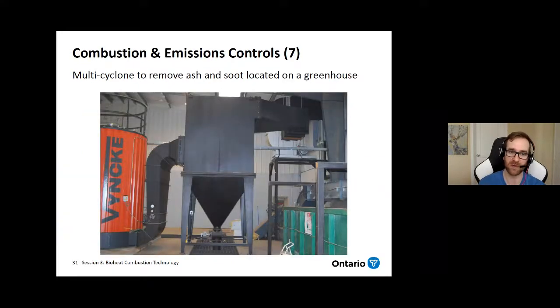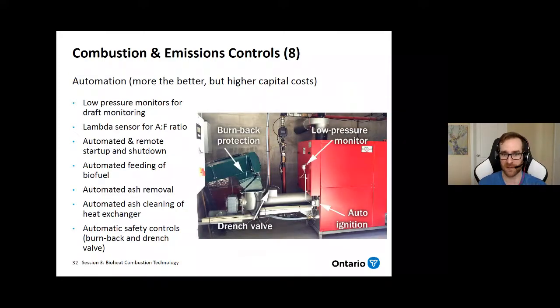So that's an example of multi-cyclone located in a tomato greenhouse in Leamington or Kingsville. I think it's in Leamington. And then there's all these other options that help for combustion and controlling the emissions. But you'd have a whole slew of options that are focused on the safety aspect, to make sure that you don't have an issue with the appliance.